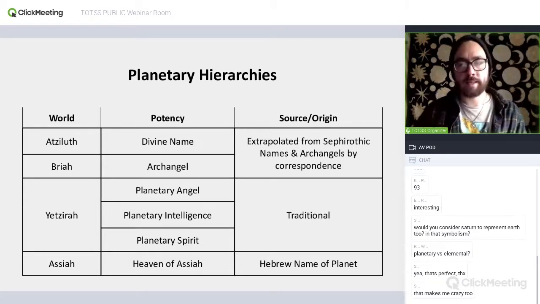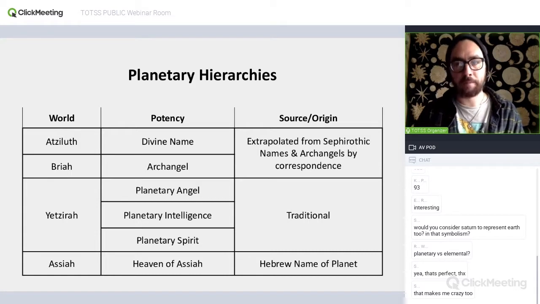But if you're making a talisman or some sort of Eucharistic type ritual, where you're actually trying to bring that planet's power into manifestation and into the material world, you're not just meditating or scrying or doing something on the mental or astral, but you actually want to lock it into the physical world. You can vibrate the heaven of Assiah associated with that planet, and the heaven of Assiah is simply the Hebrew name of the planet.